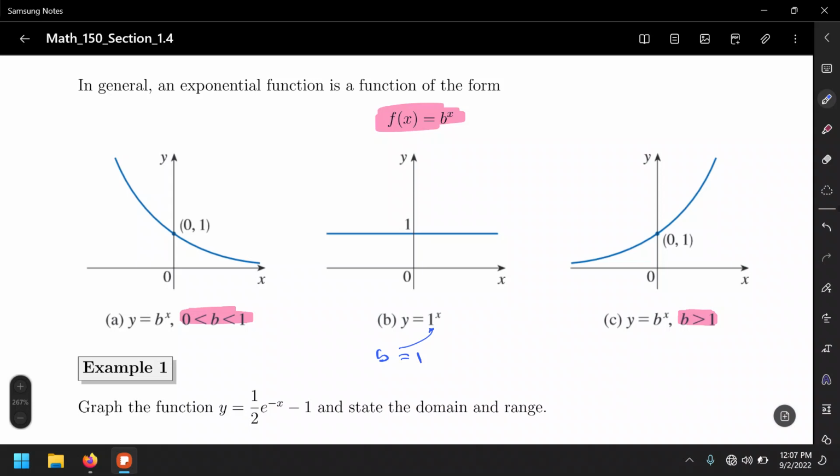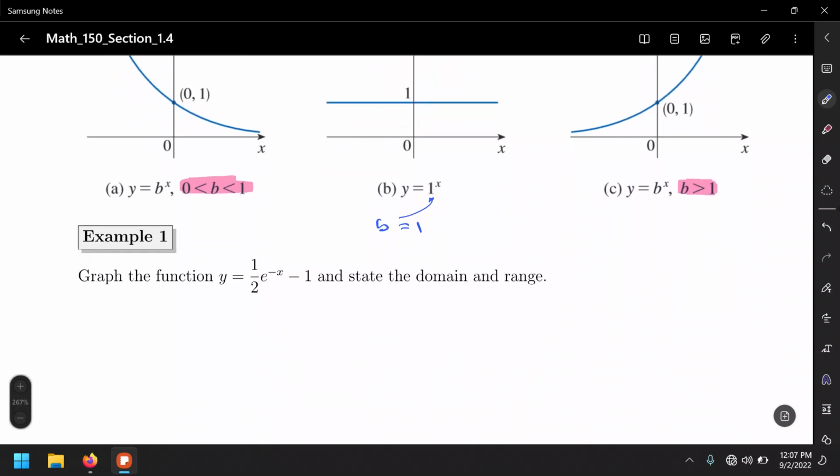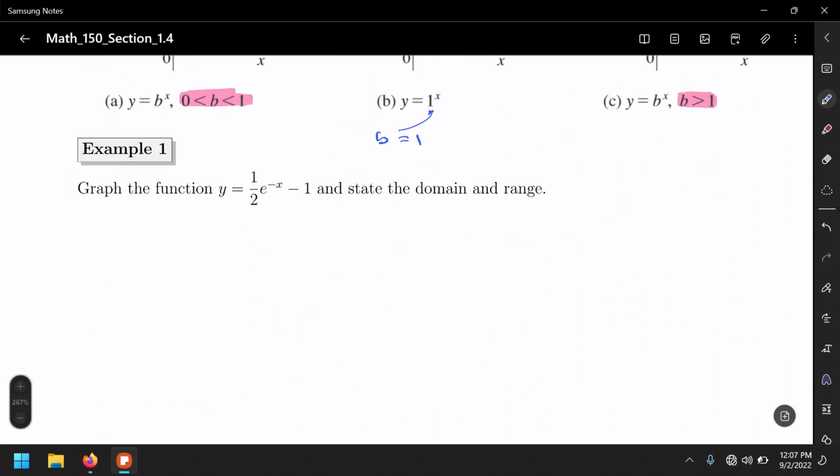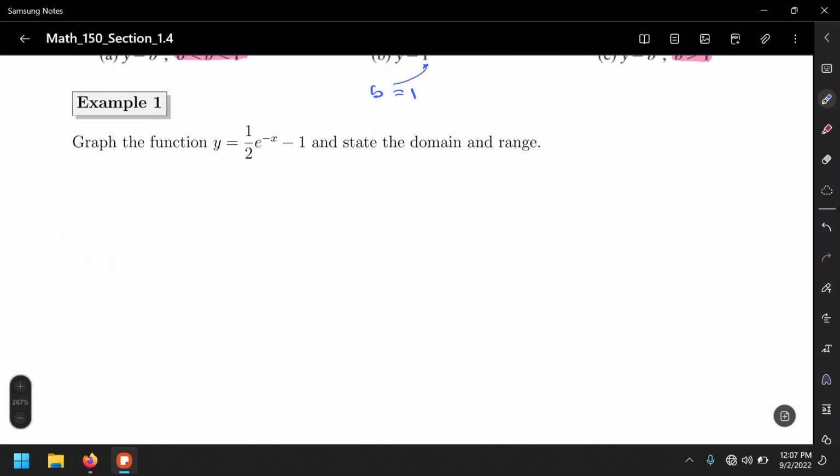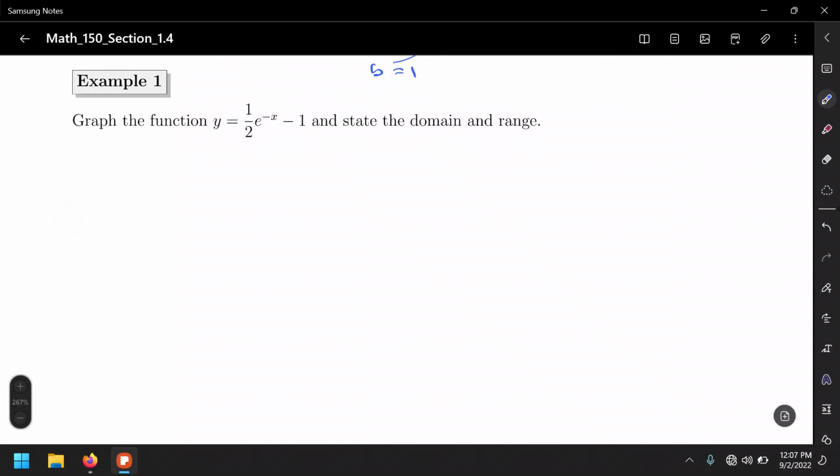Well, of course, we can always describe the transformations and shiftings of this type of functions. We have the graph of the function y equals 1/2 e to the negative x minus 1. Okay, in order to draw the transformations of this function, I would do it one at a time. Of course, we can just use a graphing calculator. Well, what do we have here? -1 means shifting down.